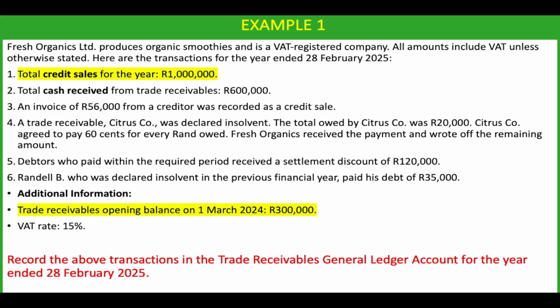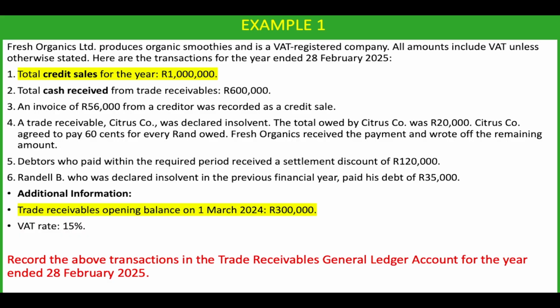Now what does it mean when we receive cash from our debtors? It means that it reduces how much we are owed by our debtors. That means we put it on the credit side. Whenever your debtors pay you, or whenever your trade receivables pay you, you put it on the credit side. And what do we call it? What is our detail going to be?